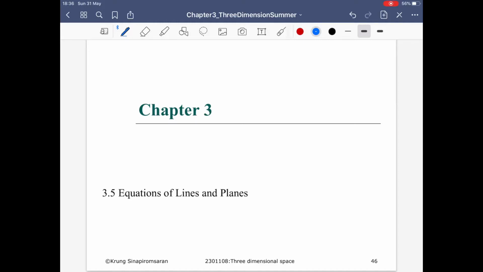Hello everybody, this is the fifth clip of our chapter 3. This video clip will be about the equation of the line. The equation of the line has three forms that we usually use, and also the equation of the planes. Okay, so let us begin with the equation of the line.